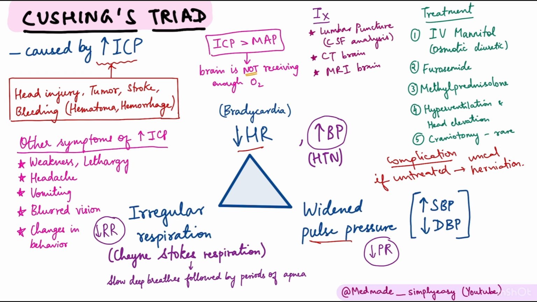Now how do you diagnose Cushing's triad? First is by lumbar puncture to make the CSF analysis. The other two are imaging modalities: CT brain and MRI brain. Now let's look at the treatment for Cushing's triad.